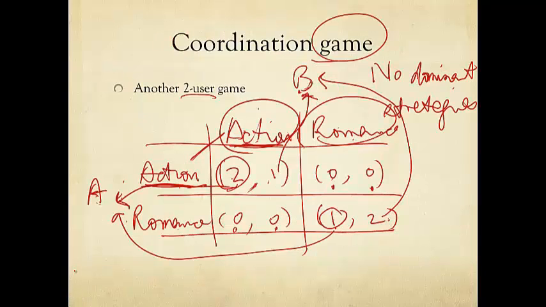So in this case, there are two Nash equilibria. The action is a Nash equilibrium because neither A nor B has a unilateral incentive to move away from this choice. And there's another Nash equilibrium, romance.